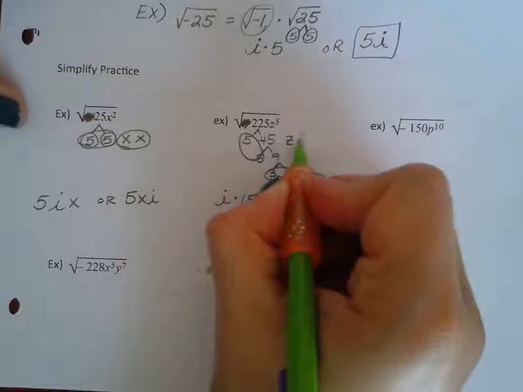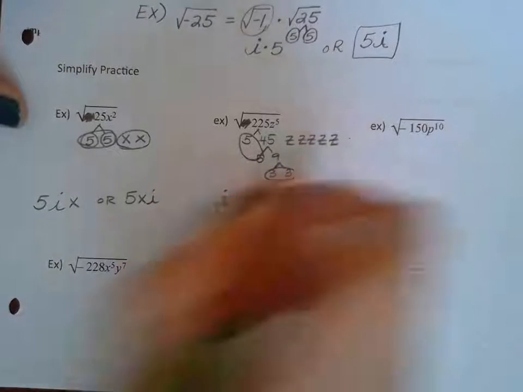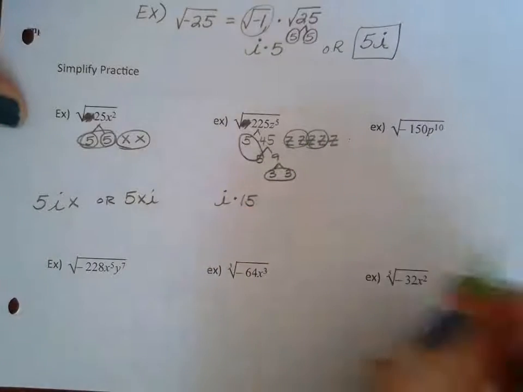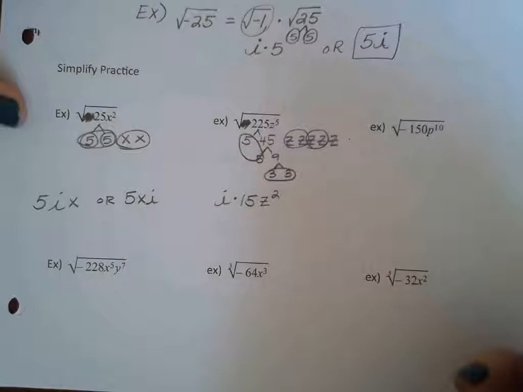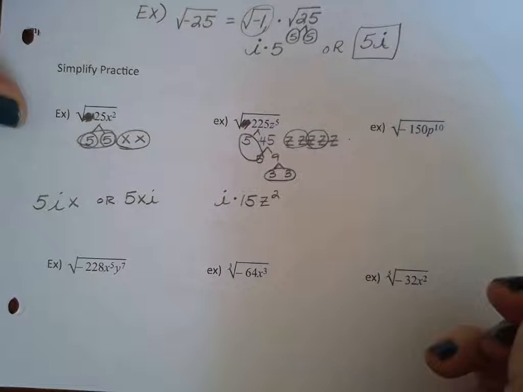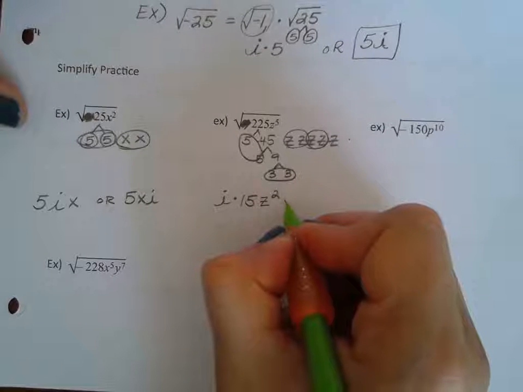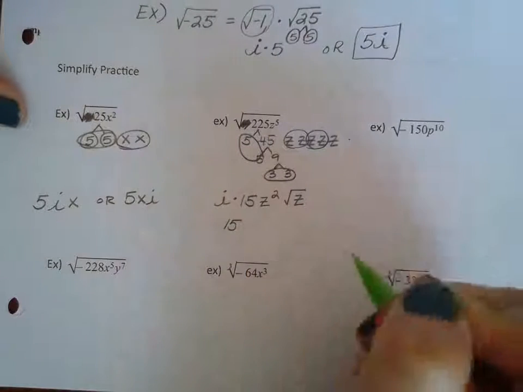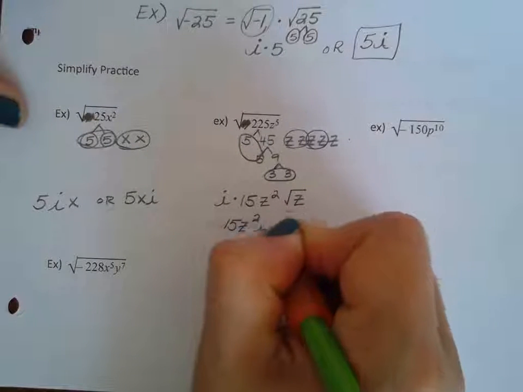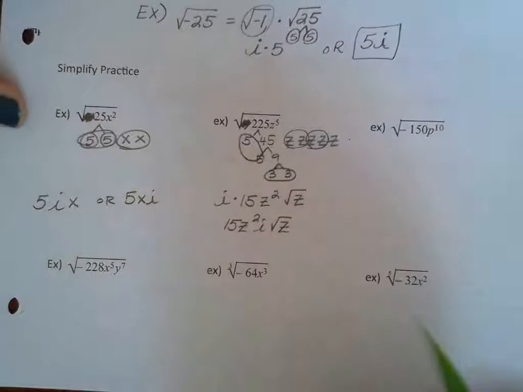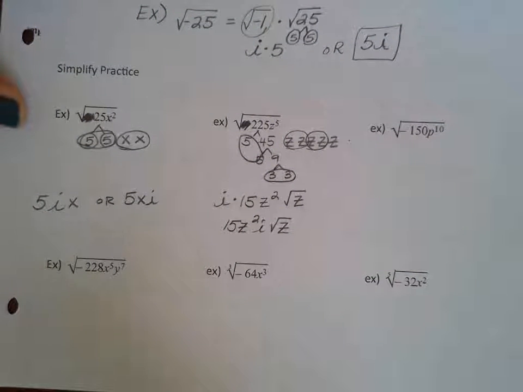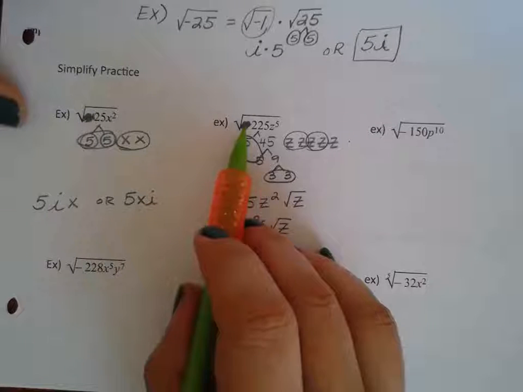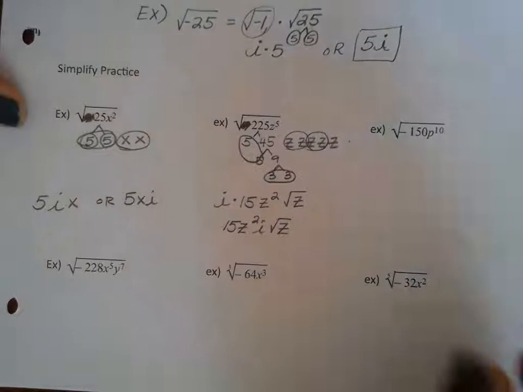You've got all these z's. So here's a group of 2, here's a group of 2. So z squared. And then it looks like you have a z left over. So a z under the radical. So this will be 15 z squared i root z. Okay, notice my answer is not negative. It just has an i in it. The negative goes away, becomes an i.